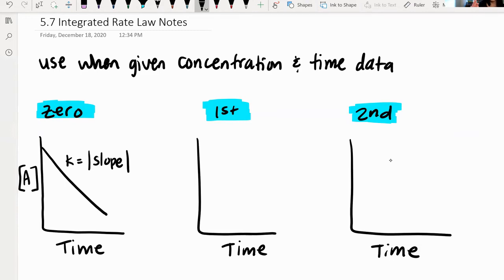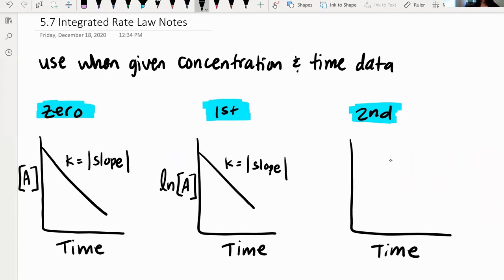For the first order, we're going to plot natural log of the concentration of A, your reactant, versus time. If this graph produces a straight line in that manner, we know that it is first order. And since the slope is constant, the slope represents K, our rate constant. So baby K equals the absolute value of the slope. And K is always a positive number.